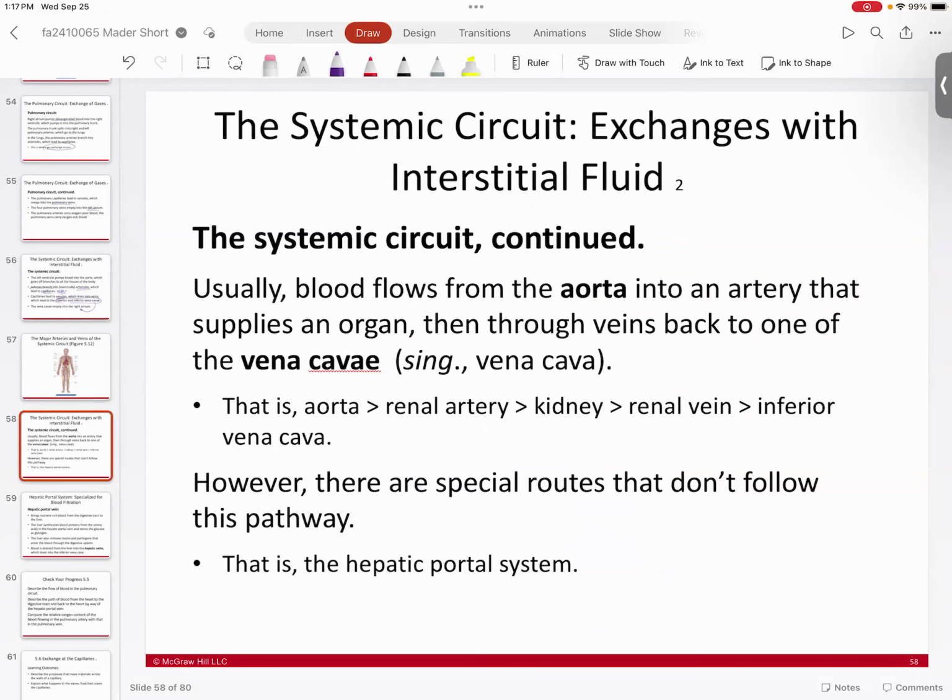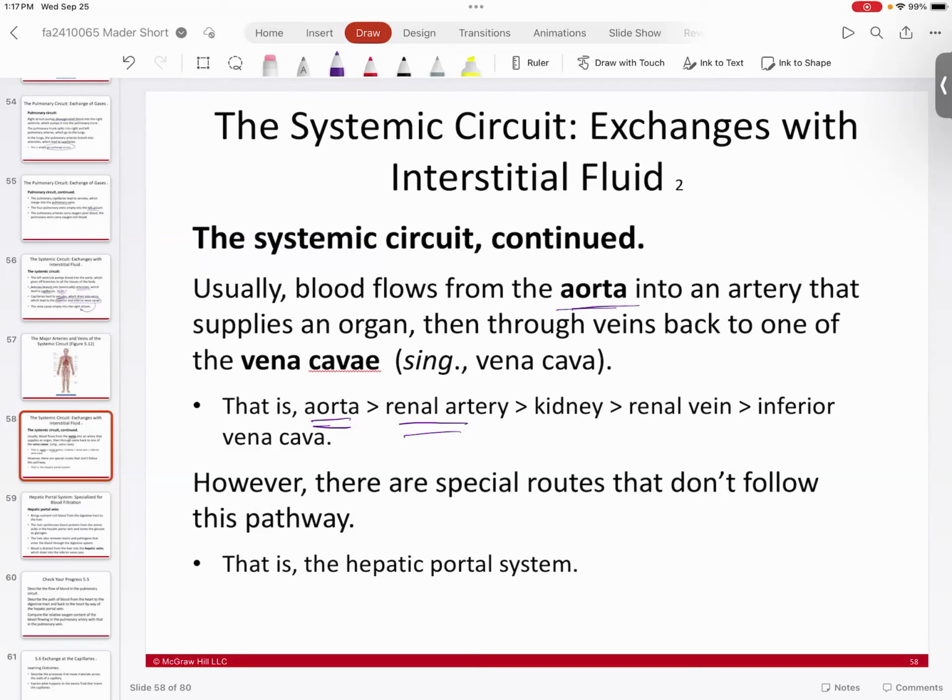So in the systemic circuit, when blood leaves the heart, remember, first of all, it's under pressure. And the first place it goes is into the aorta, right? So that basically supplies blood, and it disperses out from the aorta to regional arteries, right? The example we use here is the renal artery. That's the one that's going into the kidneys. But it'll go into different arteries as they're branching out from that aorta.